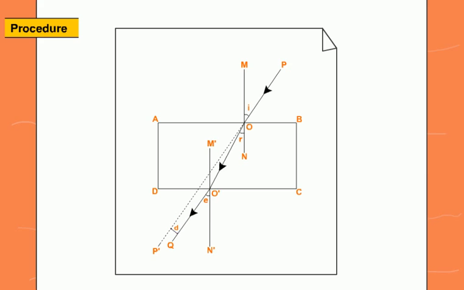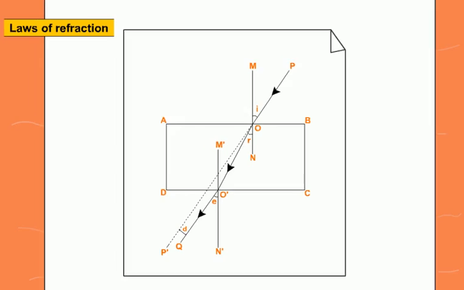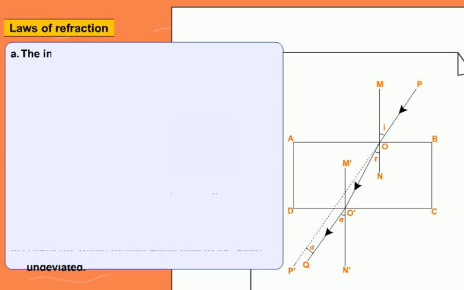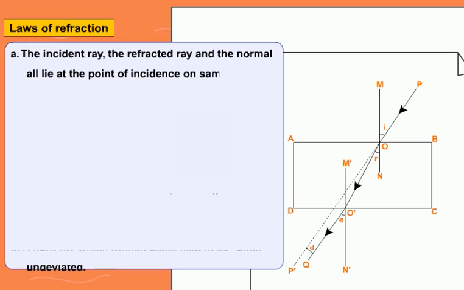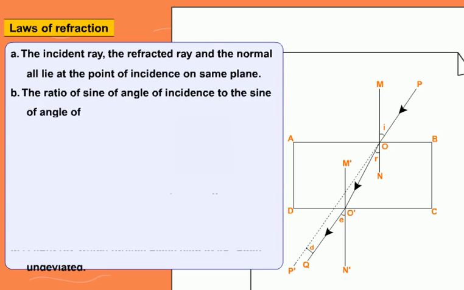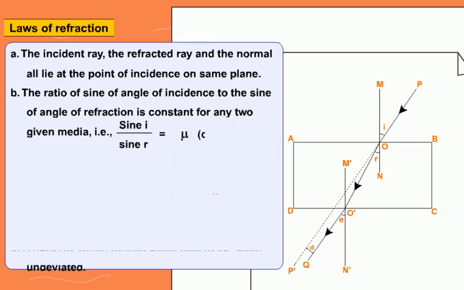Students, if we verify the refraction of light through a glass slab, we come to conclude the following laws of refraction. The incident ray, the refracted ray, and the normal all lie at the point of incidence on the same plane. The ratio of sine of angle of incidence to the sine of angle of refraction is constant for any two given media. That is, sin i / sin r = μ, a constant.